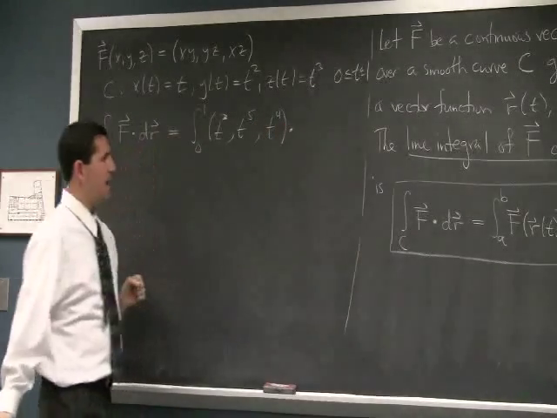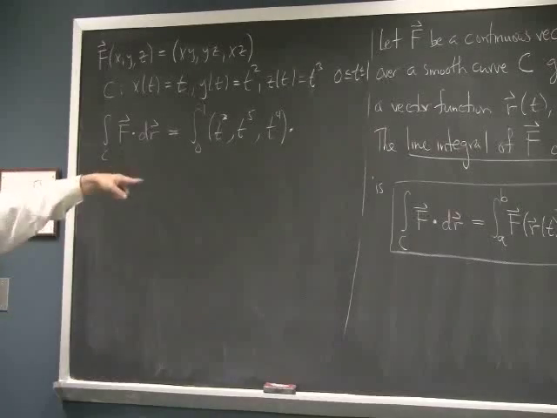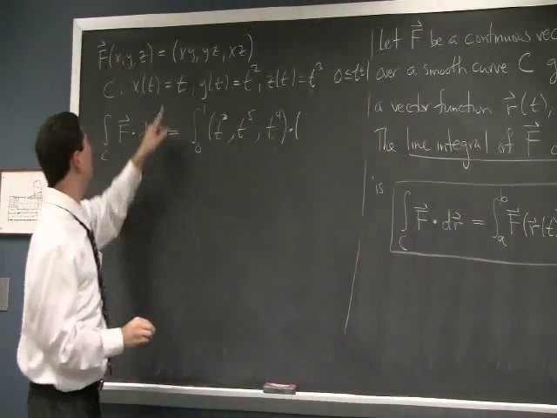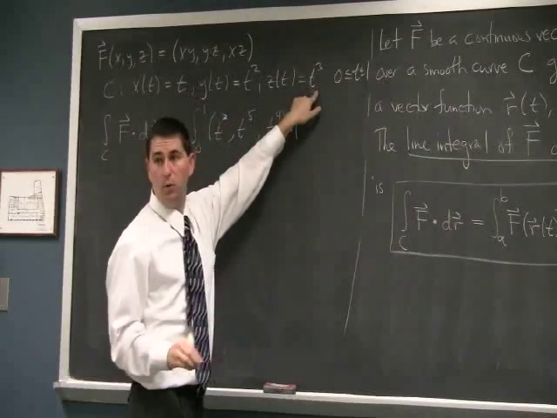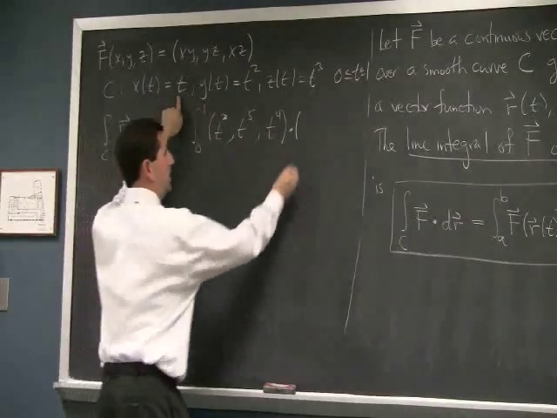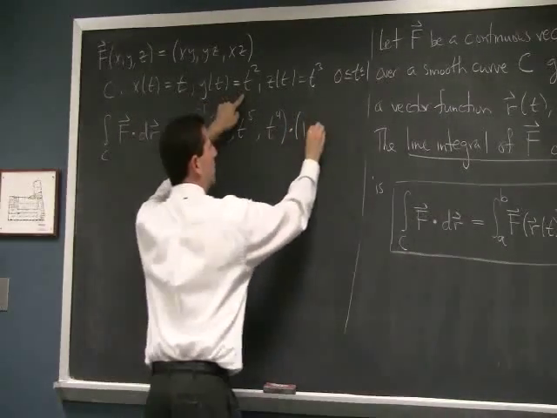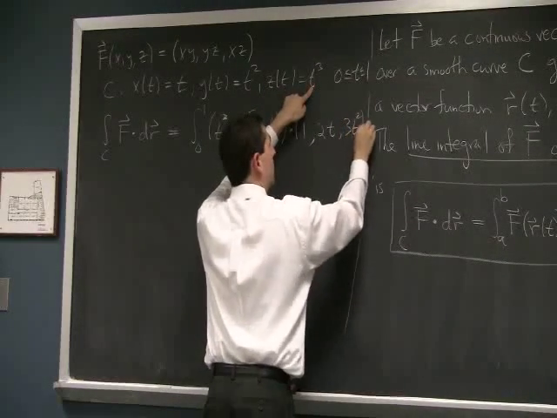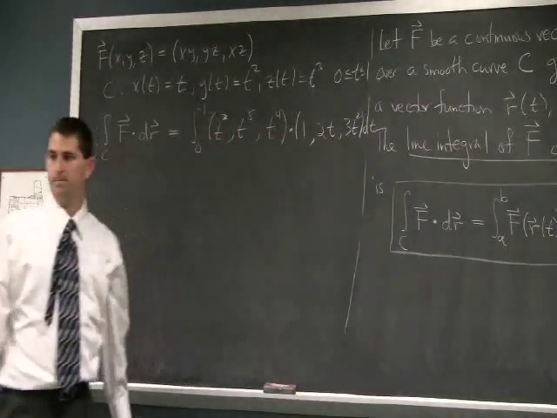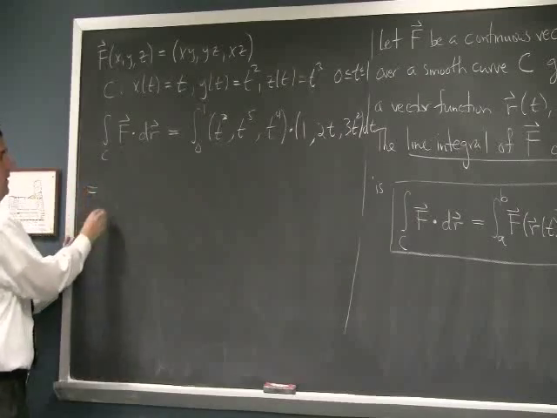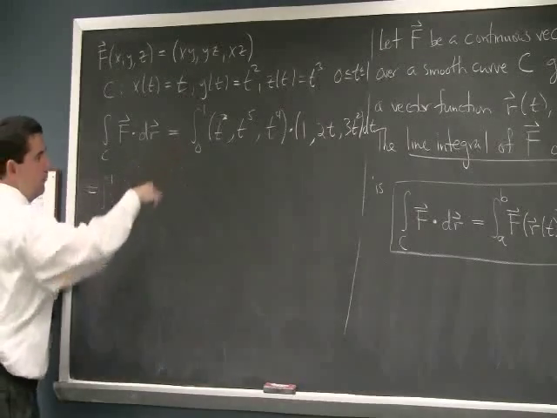And then I need to take the dot product with the derivative of r. Okay, so r is t comma t squared comma t cubed. The derivative means I differentiate each component. So the derivative of t is 1, the derivative of t squared is 2t, the derivative of t cubed is 3t squared. So now you just need to take this dot product.